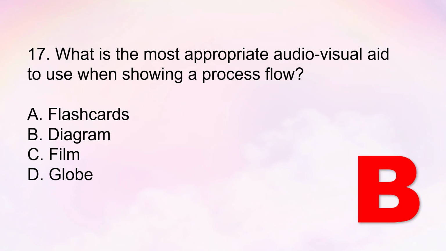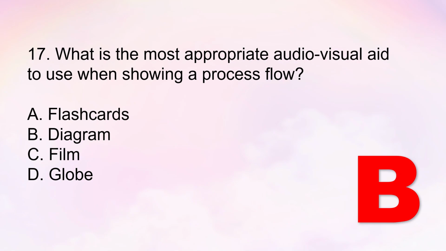Okay, the correct answer is diagram, letter B. So, diagrams like flow charts or process flow diagrams are specifically designed to visually represent the steps and sequence of a process, so making it easy to understand the flow and relationships between different stages. Okay, letter B is the best answer.